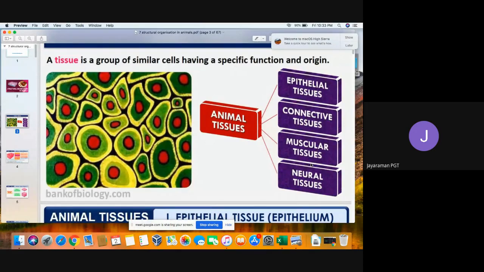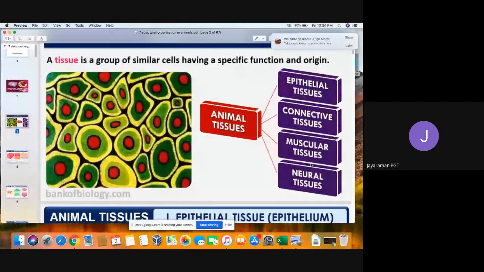Especially the lining and the covering of the body, the lining of different organs. You take the oviduct, no? The inner lining is there. So these are the tissues found in the covering or lining of different organs. Under epithelial cells, we will be discussing different types of epithelial cells.